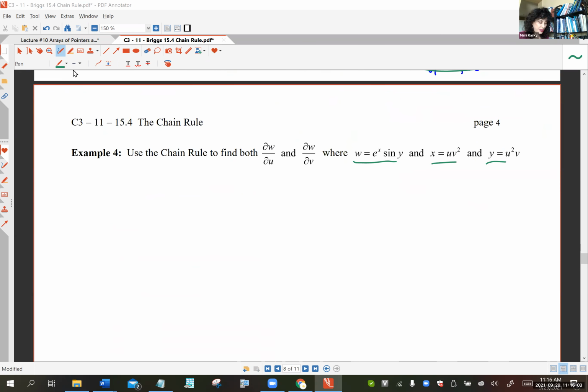Okay, so let's get these in turn. So if we're going to get the dw du, I'm going to write this out. You got to go get dw dx and then multiply that by dx du. I'm doing this one first, plus dw dy times dy du. So let's do all of that. I need to get 4 derivatives total. Oh my goodness. So let's get all 4.